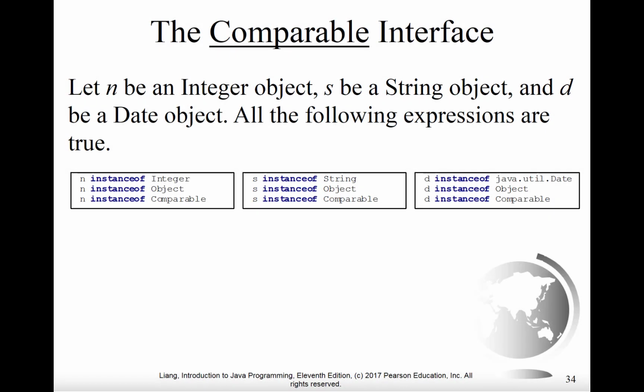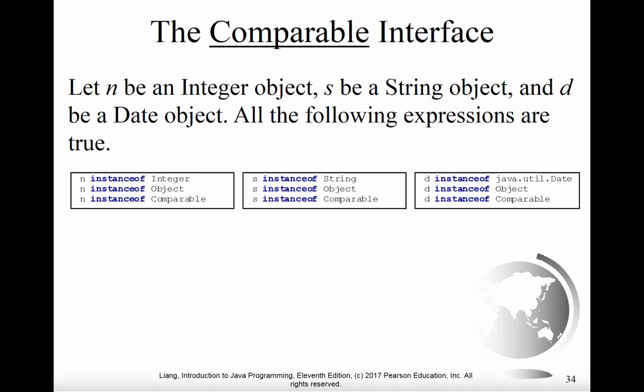In the previous slide, we were working with objects of the wrapper class Integer, String, and of Date. And obviously, in all cases, these classes implement the Comparable interface, and that means that objects of these classes are all instances of Comparable as a result. You can see that in all three of the charts that are shown at the bottom of the slide. On the last entry in each case, n is an instance of Comparable, and n was an Integer object. s was an instance of Comparable as a String, and d, which was a Date, is also an instance of Comparable.